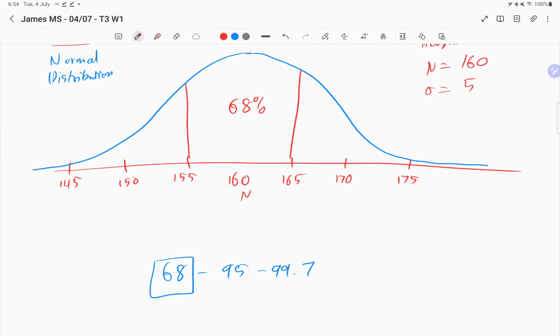Okay, so yes, you can calculate the number. It's not 68%. 68 is an estimate. The actual number you can find with a calculator. I don't think you learn that now. You learn that in Unit 4, Math Methods Unit 4.